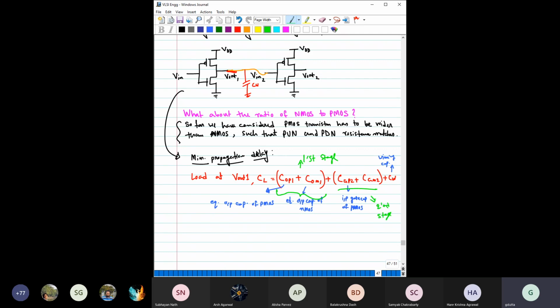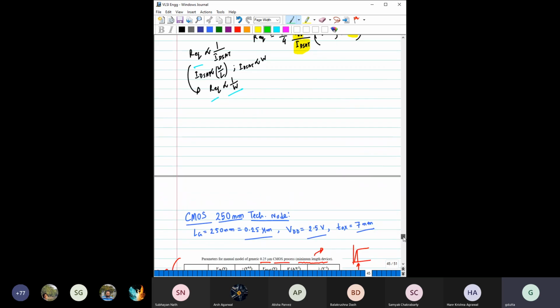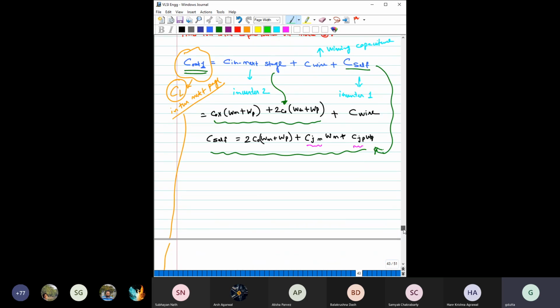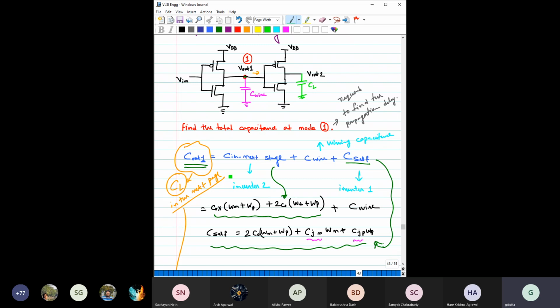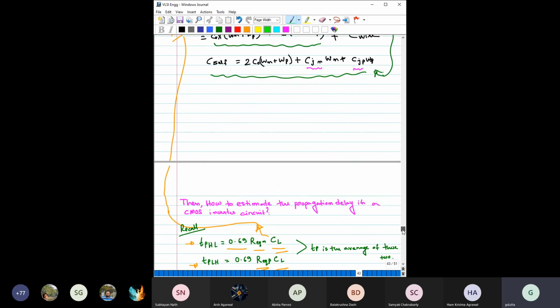The same thing we have also done before, we are just changing the notation so that it is easier to represent. This is C out 1, the total output capacitance at node 1. It is basically C in next, plus C wire, plus C cell, the cell capacitance, the self-loading effect. We are not writing it that way, because it is difficult to write such a big expression again and again, so we combined a couple of things and write it in this fashion.